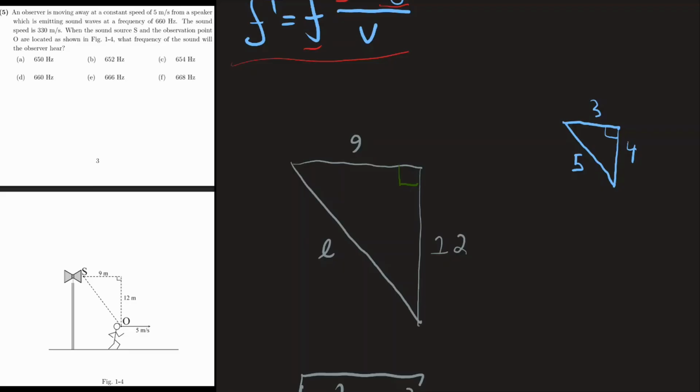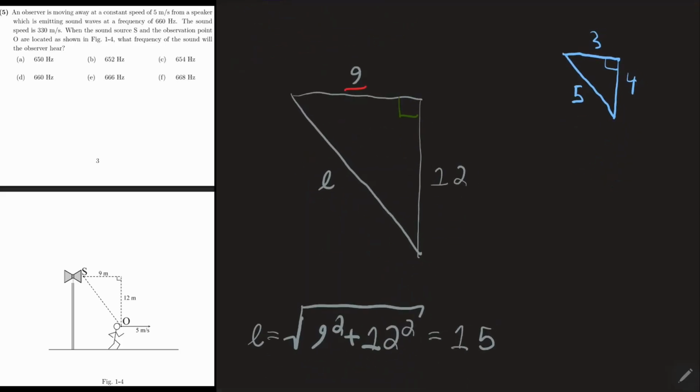So the horizontal distance is 9 meters as given in the question. And then if we use Pythagorean's theorem, we can find that the total distance right here, L, is 15 meters. Also, you might recognize that this triangle is just a scaled up version of what I like to call the 3, 4, 5 triangle, which is where if you have a right triangle with legs 3 and 4, the hypotenuse will always have a length of 5. This is just that, but 3 times larger, right? We have 9 here, 12 here, and so L must be 15.